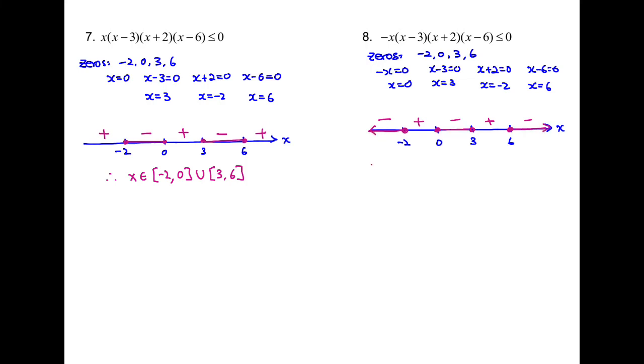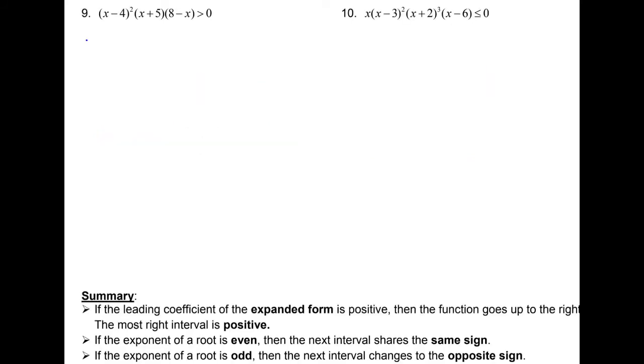So this time, our solution will be x is an element of negative infinity using round bracket to -2 square bracket, union square bracket 0 to 3 square bracket, union square bracket 6 all the way up to positive infinity, and round bracket. Once again, for positive and negative infinity, we always need to use round brackets as we cannot determine what infinity's value is. Example number 9.